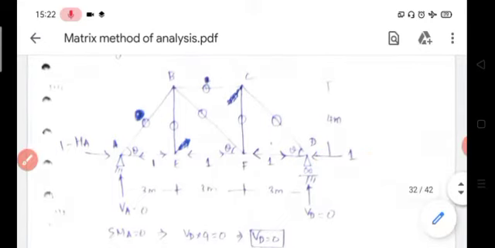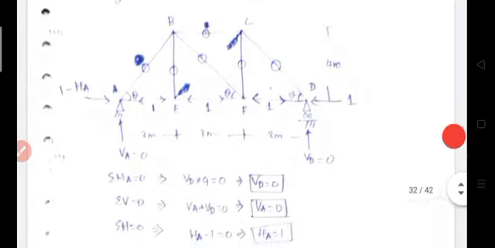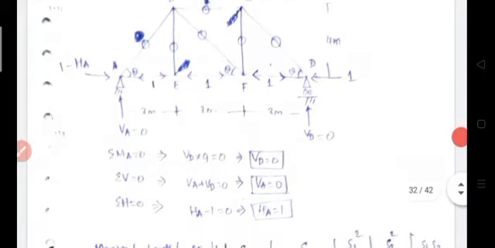Okay. So after applying this unit force, now determine the support reactions. This support reaction is determined by applying equilibrium equations, summation of MA is equal to 0, summation of V equals 0 and summation of H equals 0. So from those equilibrium equations we found VD is equal to 0, VA is equal to 0, then HA is equal to 1.